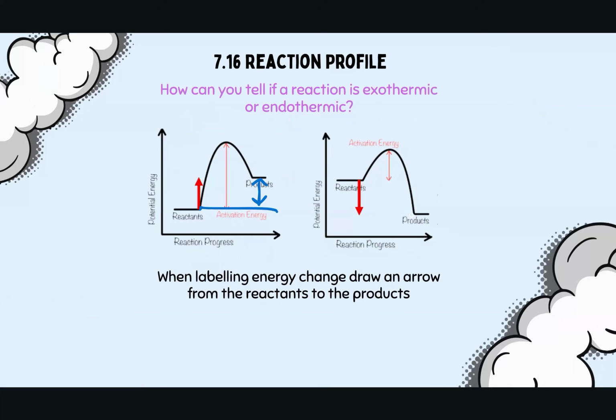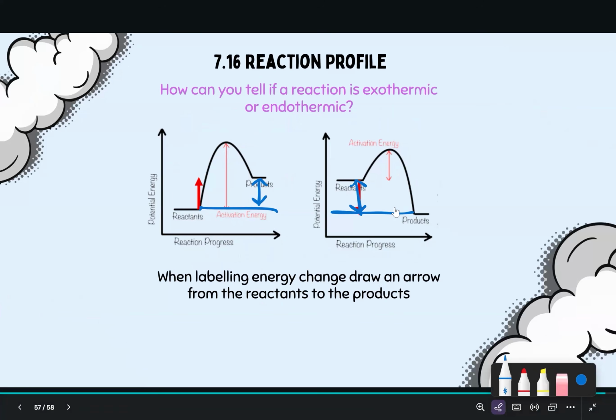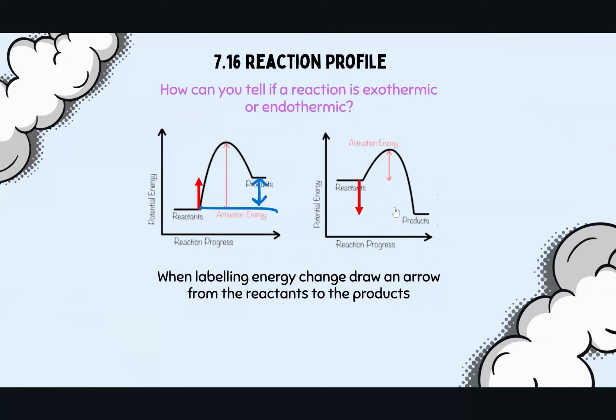Again, you can do the same thing. Just draw a line across. And that is the change in energy in this reaction. And the arrow should go from reactants to products. I've done a double arrow there, which I shouldn't have done. So the arrow should look the way it is on the screen.